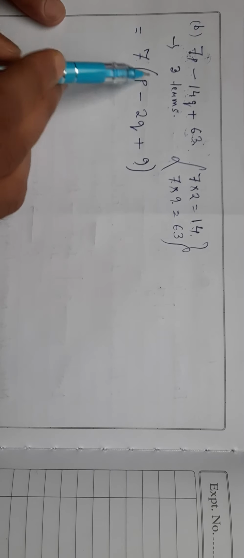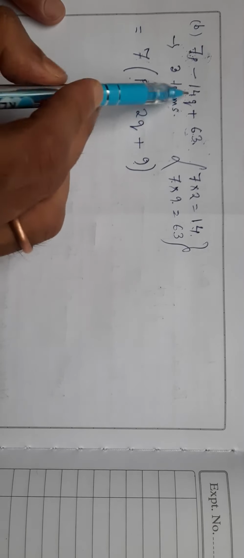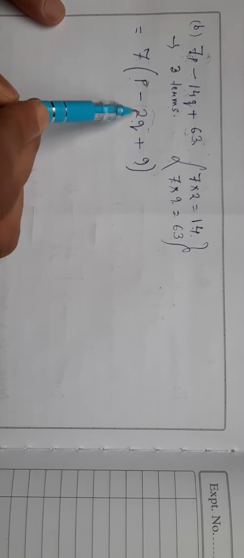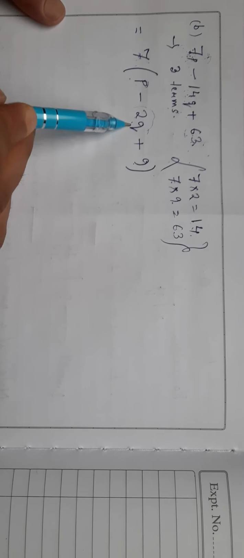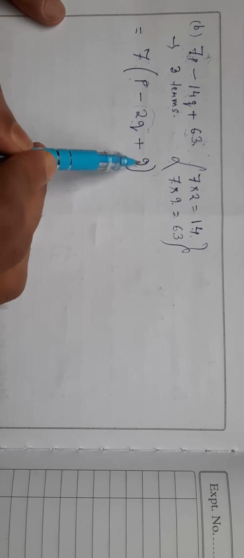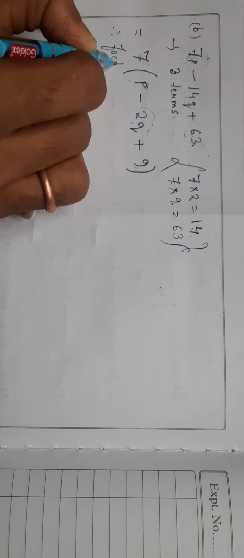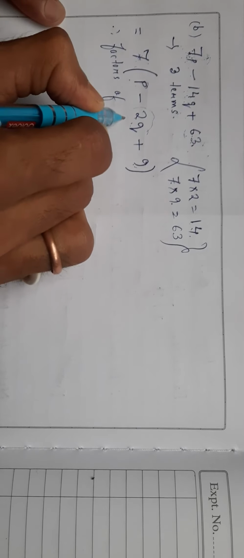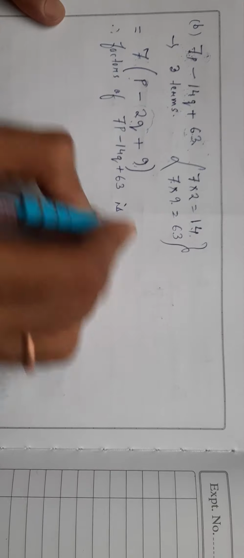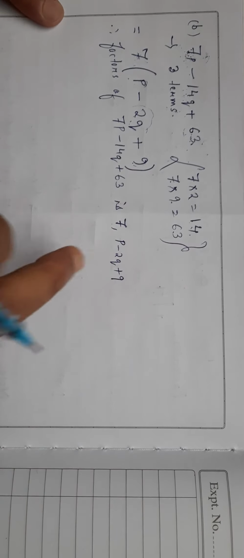When we take 7 common from all the 3 terms, in the first term we are left with only p, because 7 already taken, so we are left with only p. In the second term, since we have taken 7 common, so we are left with 2, because 7 into 2 is 14q, so 2q. Next, since you have taken 7 common, so here we are left with 9. 7 into 9 is 63. Therefore, factors of 7p minus 14q plus 63 is 7 comma p minus 2q plus 9.